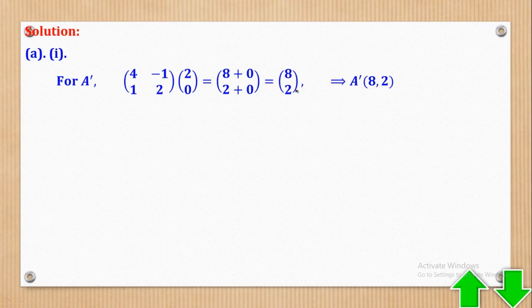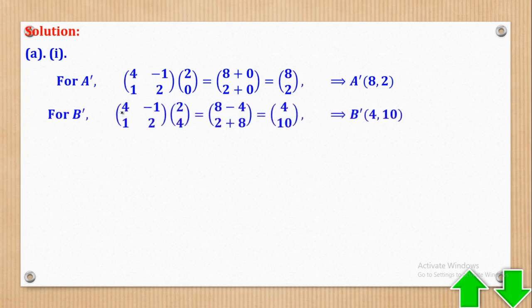So I'm going to do the same for B prime. So B prime still, I'll say row by column to come up with 8 minus 4. Then second row with this column to come up with 2 plus 8. In the end, I'll come up with 4, 10. Therefore, coordinate of B prime is (4, 10).